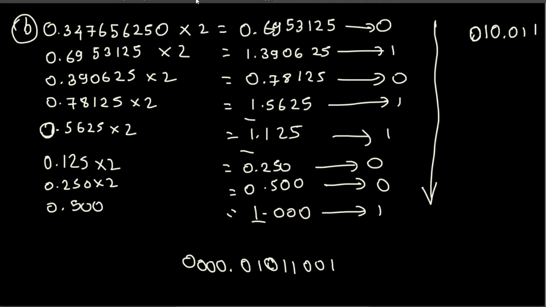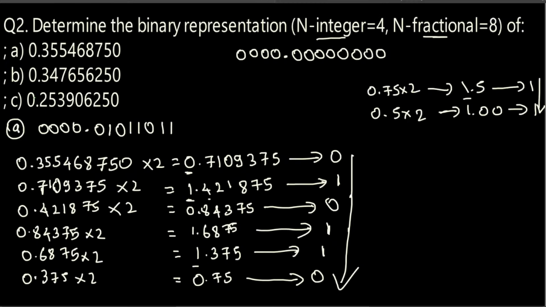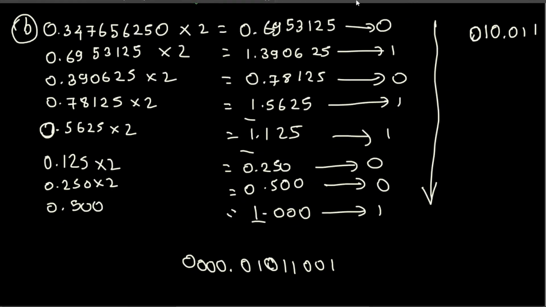So that's why, if you look at the integer part, initially we have only 1 0 provided. To make it 4 bits, I add 3 more zeros. But for the fractional part, we have exactly 8 bits, so we don't have to do anything. We can stop right there. Here we have 4 and then 8. Okay, and that's it for the B part.